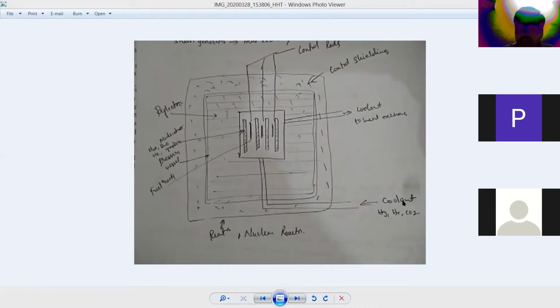The function of the coolant is to extract the heat from the reactor core. The coolant may be helium or carbon dioxide. So these are the very important topics of the nuclear power plant. Next we will discuss the factors to be considered while selecting a nuclear power plant.